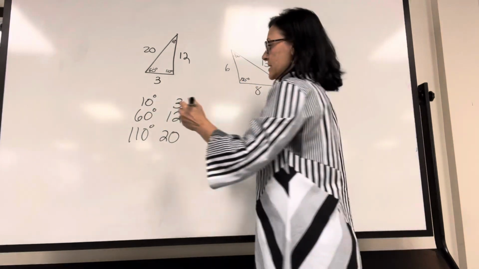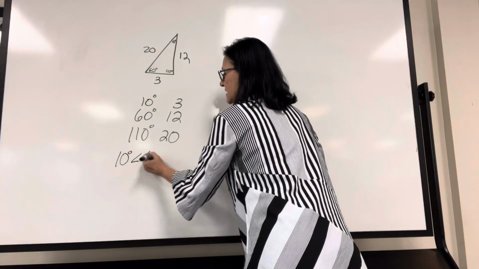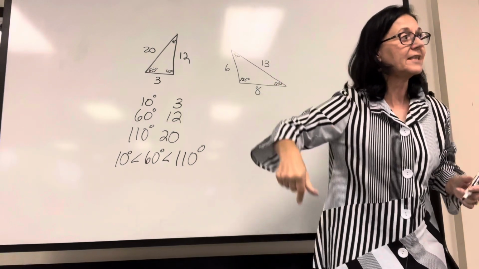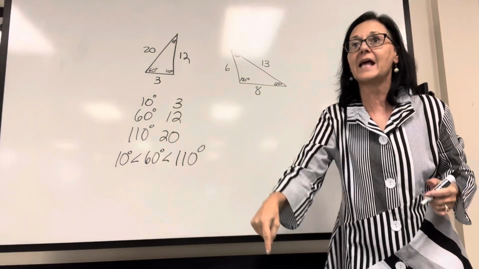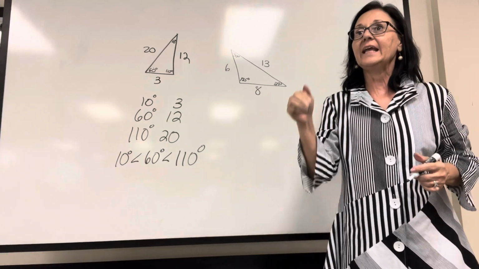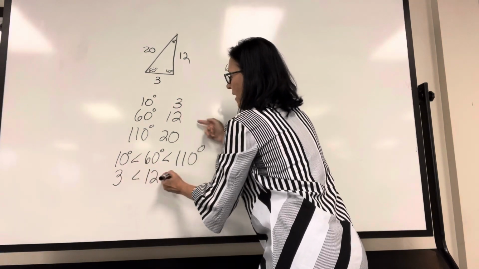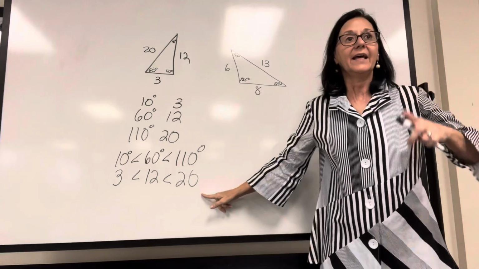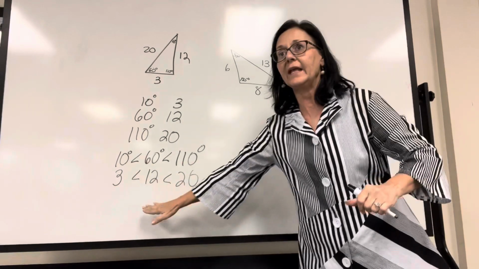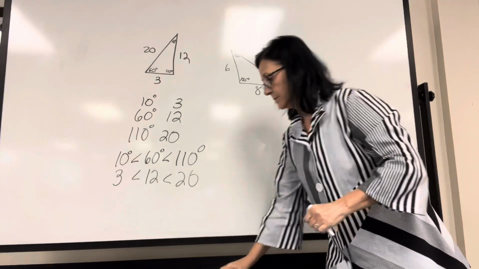All right, so what does this one say? This lesson says, if 10 degrees is less than 60 degrees, is less than 110 degrees, then I can say the sides opposite them are unequal in the same order. The last 3 words are important. In the same order, such that 3 is less than 12 is less than 20. I can't say 3 is less than 20 is less than 12. You see how order matters?